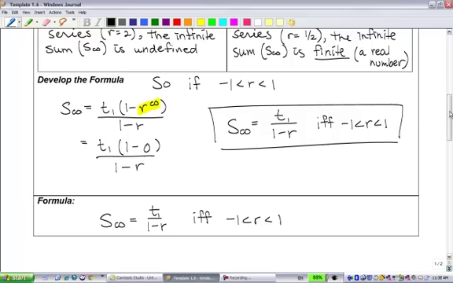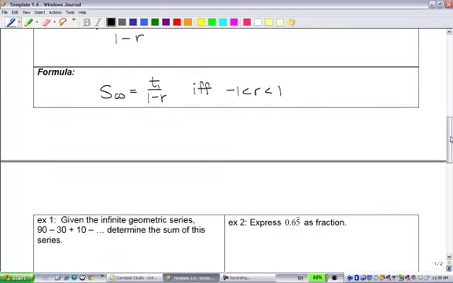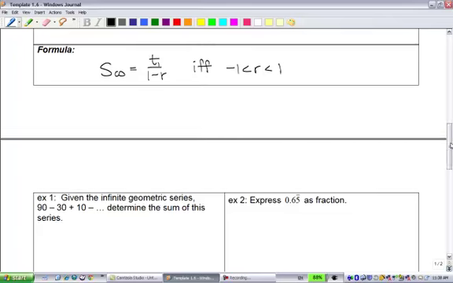This ends the notes for Sequences and Series infinite series. What follows now is some examples.